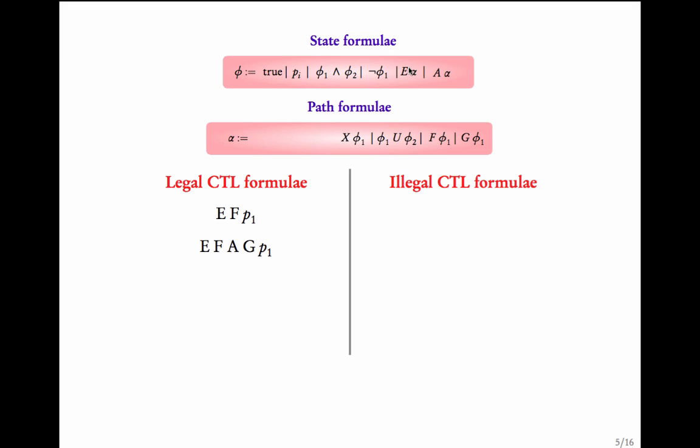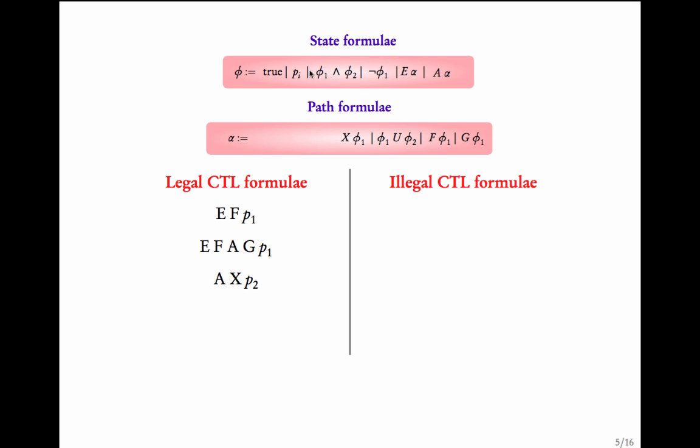EFAGP1. So see, phi could be E of a path formula. Here the path formula is F of AGP1, where AGP1 is a state formula. See, you can form AGP1, A of alpha, and alpha could be G phi 1, where phi 1 is P1. So AGP1 is a state formula, and then you form one more state formula like this, E of alpha, where alpha is F of some state formula which is AGP1. So you see, EFAGP1 is a legal CTL formula.